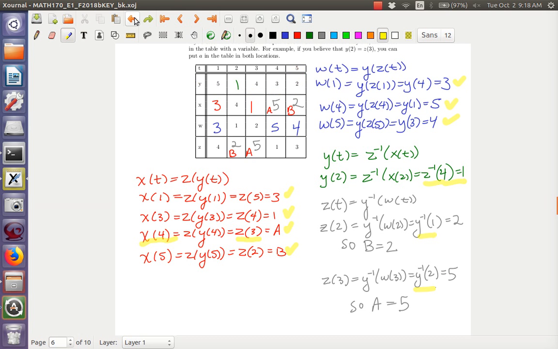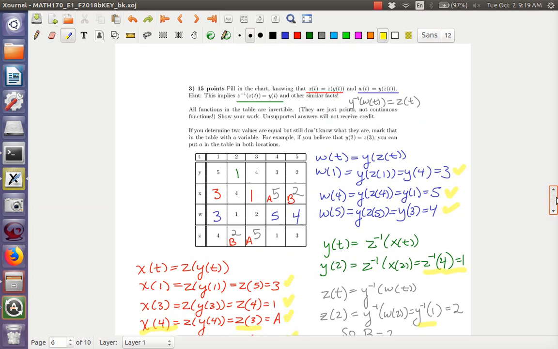Don't forget, if you're moving forward, y of 5 is 2. But y inverse of 5 is 1. Okay, so hopefully that helps explain that question for people.